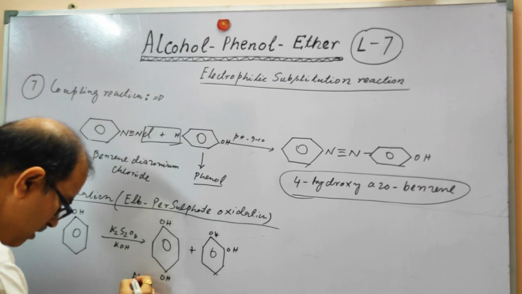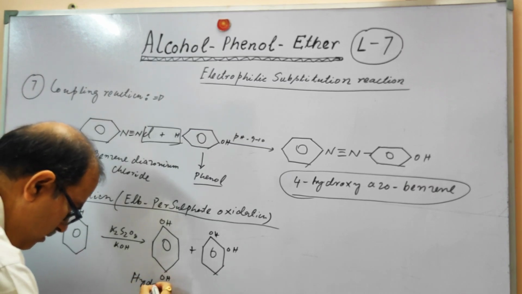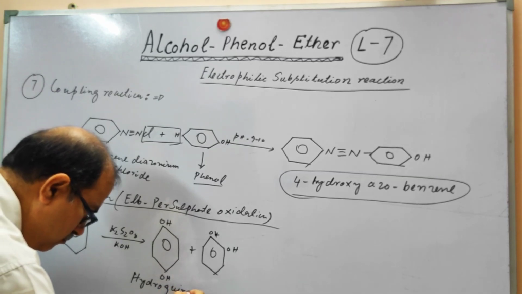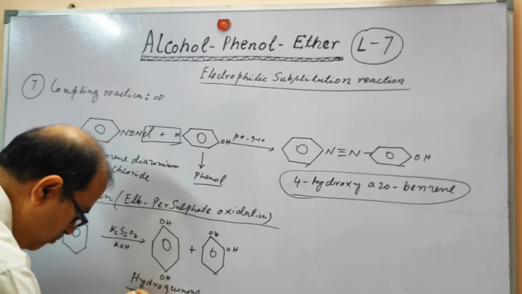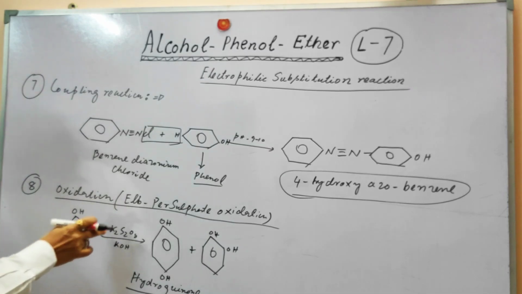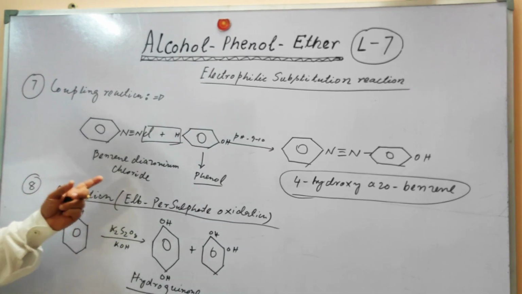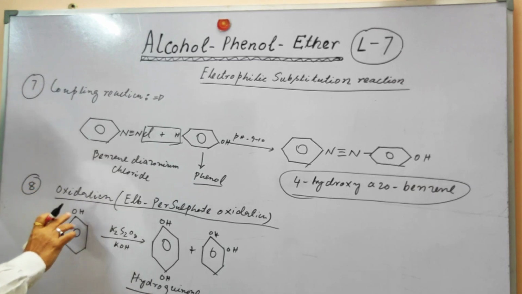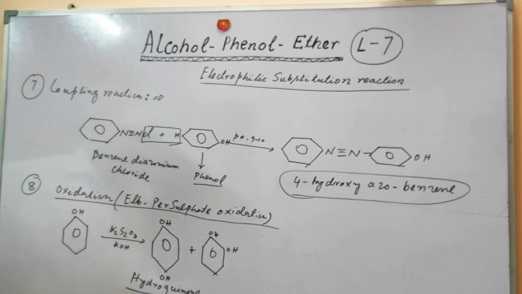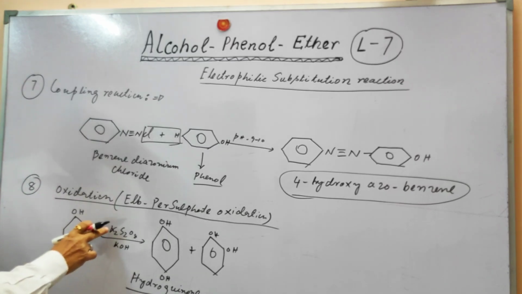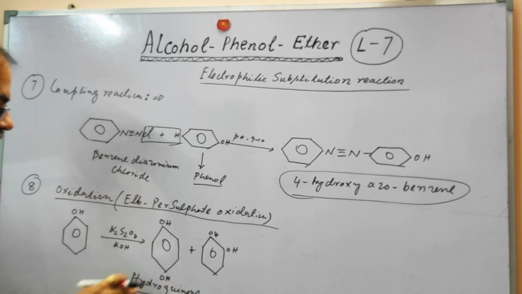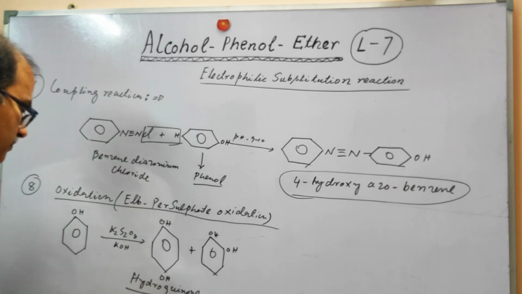And this is hydroquinone. So this is the oxidation reaction, called the Elbs persulfate oxidation. When phenol is reacted in presence of potassium persulfate and KOH, it is going to produce this hydroquinone.